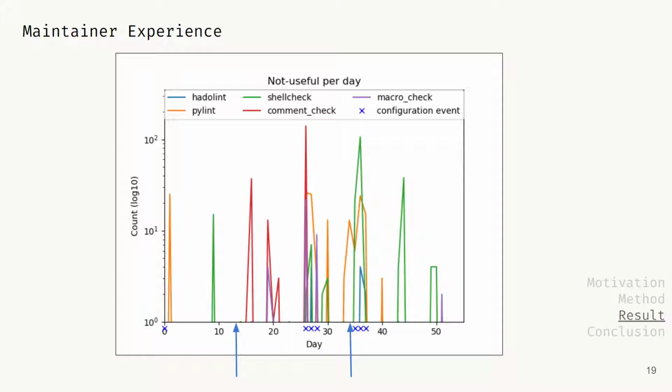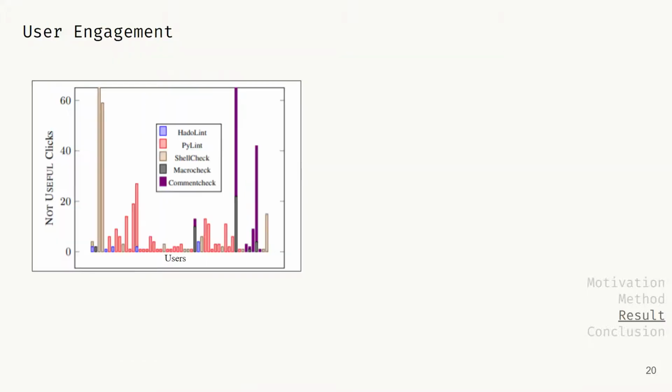We also tried to avoid disabling categories that had more than 5%, but overall had not produced that many comments at all. 52 of 407 users clicked not useful. Here we can see a distribution of what type of analyzers the users clicked not useful for. Each bar in this diagram represents one user.